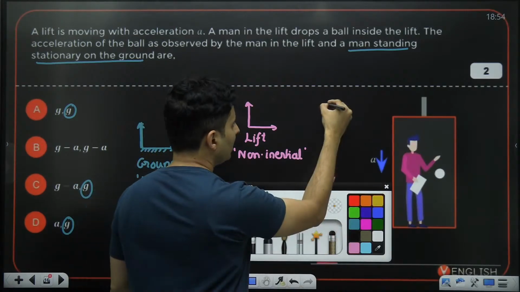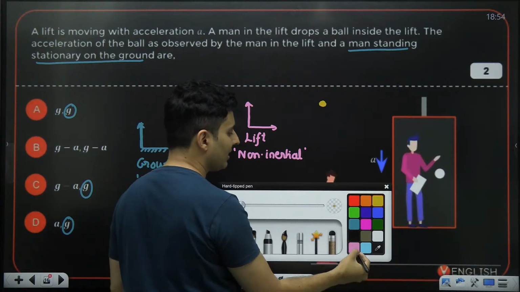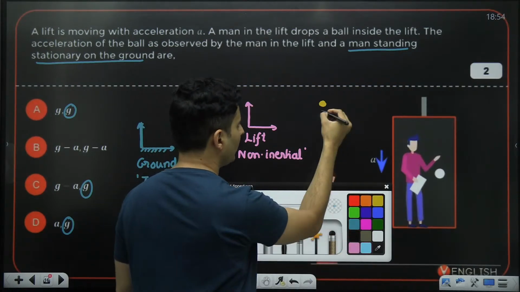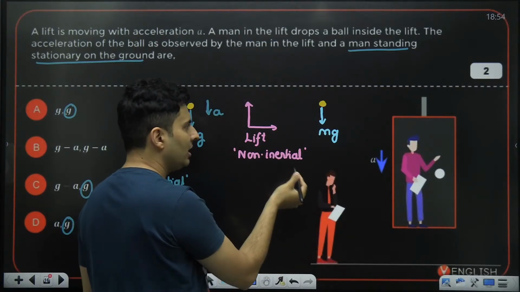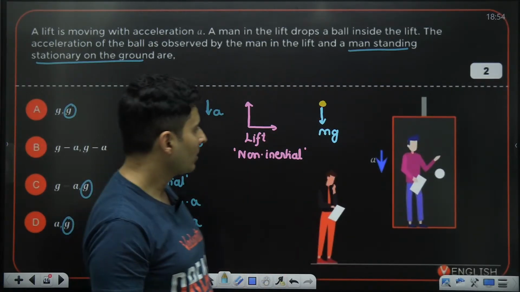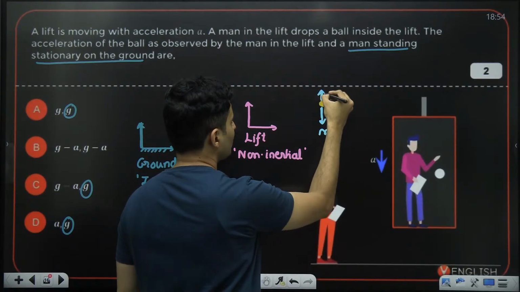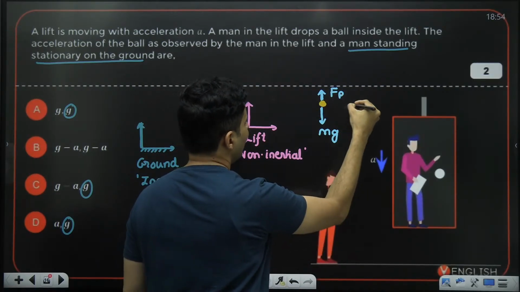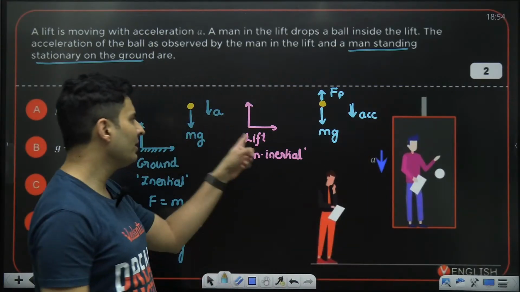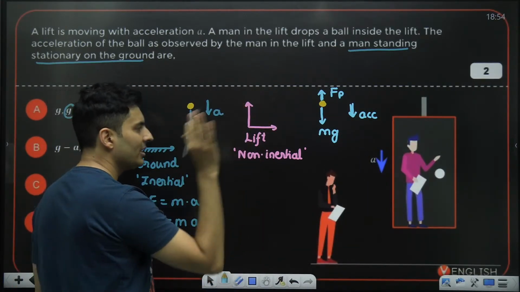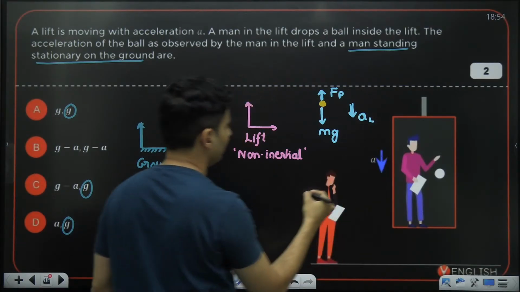Now, if you draw the free body diagram of that ball, what kind of forces are there on that particular ball? Think about it. mg is there, and because you are non-inertial, there must be a pseudo force. The lift is accelerating down, so the pseudo force will be upwards. And finally, some acceleration over here with respect to the lift. How much it is, I do not know. I will just call it A with respect to the lift.